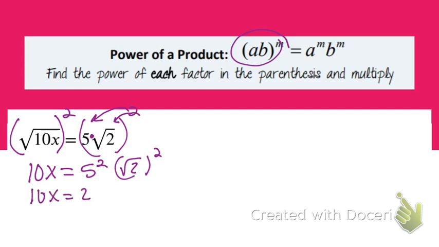And you're going to square the 5, that's 25. You're going to square the root 2, that's 2. And then you would solve that for x like you usually would by dividing both sides by 10. And you can get x equals 5. And that eliminates some of the need for guessing and checking. This is just a bit of a side note here, but you can solve it this way.